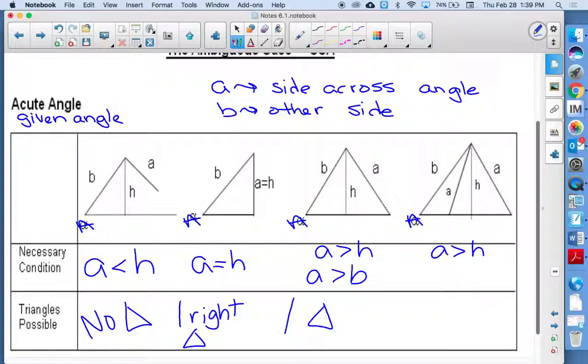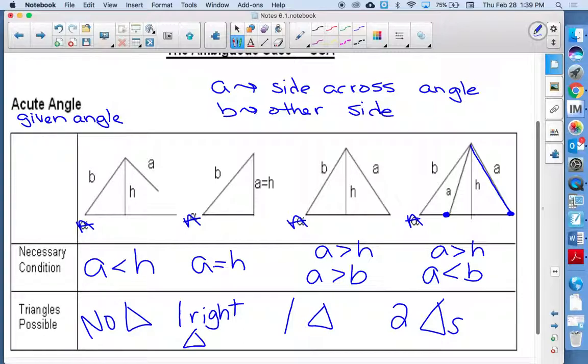But in the last one, if A is less than B, then we would have 2 triangles. And that was number 4 yesterday. So we took the ruler and it connected out here, but then we were able to pull that ruler in, and the side A was short enough to be able to connect and make a second triangle. Questions?